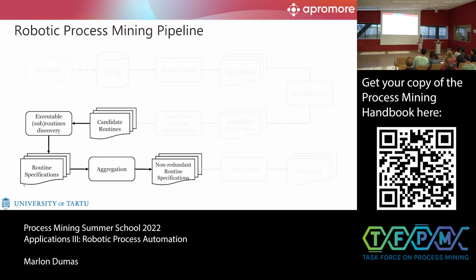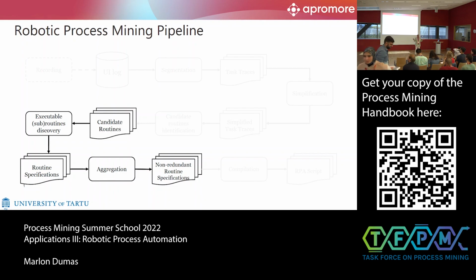The next part of the pipeline then tries to find, inside those candidate routines, segments that can be automated, that are really deterministic to the extent that you could do them with a script. And then I get routine specifications. Oftentimes you get too many routine specifications of that type. Some of them are very small. You want to merge them with others.